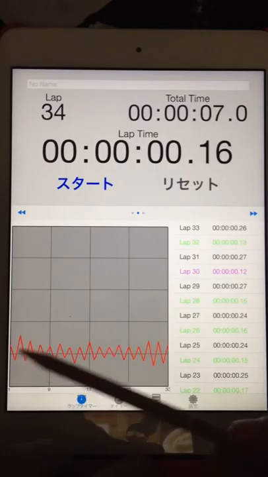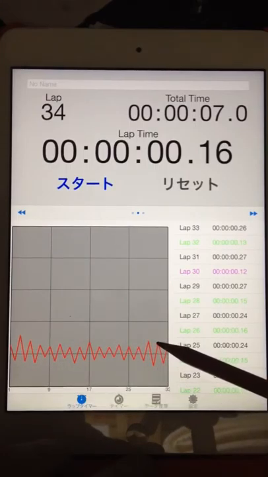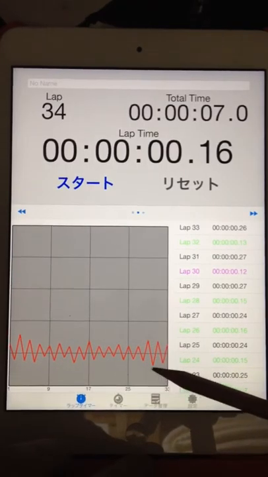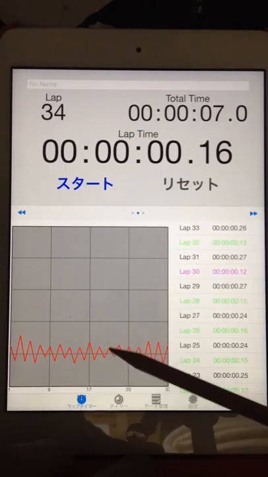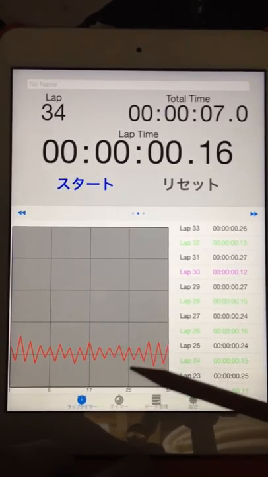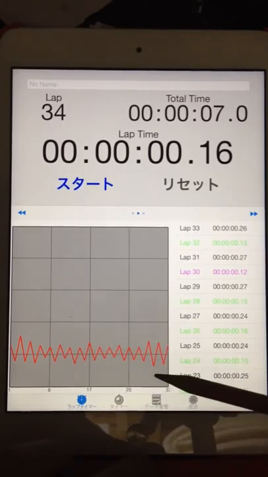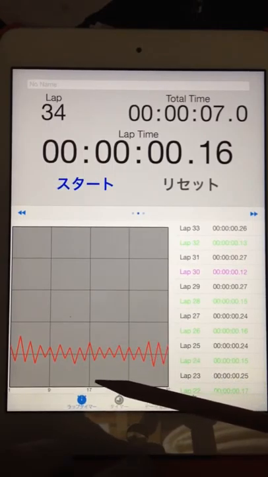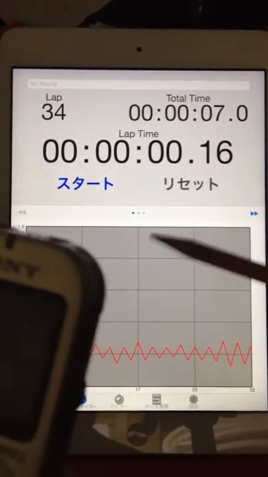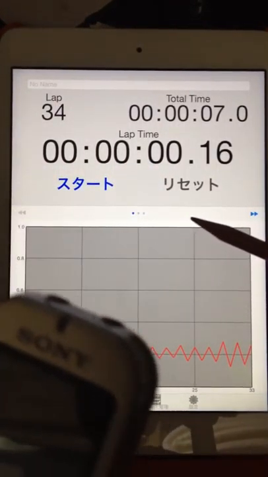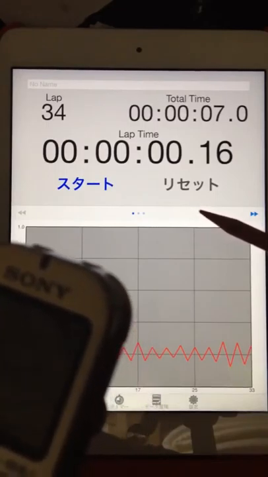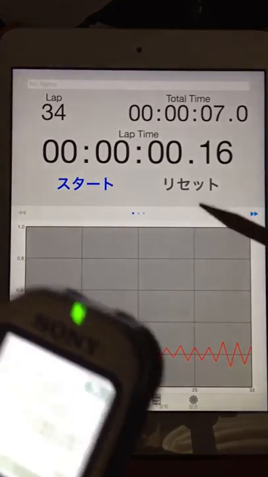So today, 1/4 bounce, 1/6 bounce. The range is not so big. Let's start to listen.